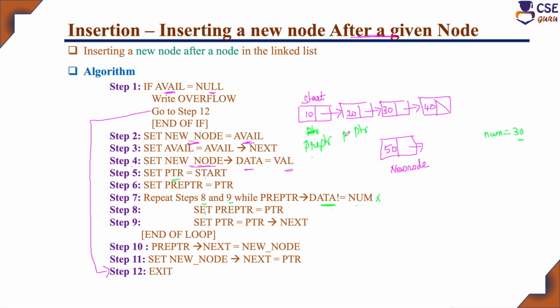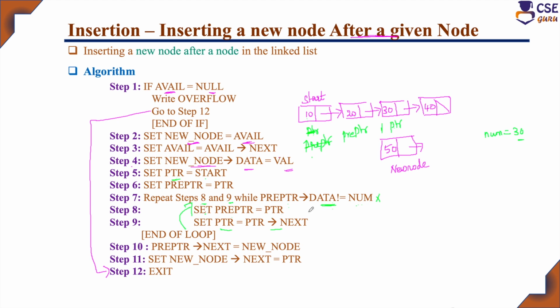PTR as pre-PTR. Okay, this is not pre-PTR now. PTR is equal to PTR of next. This is PTR. Okay. Now, in the next iteration of the while loop, pre-PTR of data not equal to number. Pre-PTR of data is 20, number is 30, condition is true, not equal.